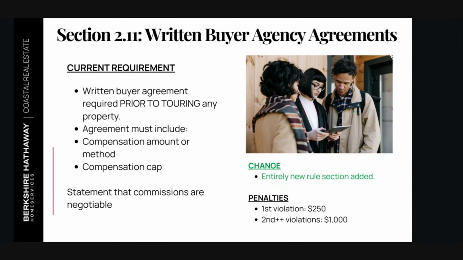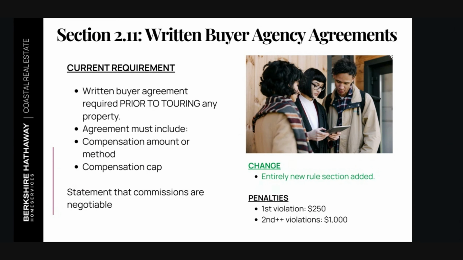Section 2.11, this is about written buyer agency agreements. This was discussed last year, but it's just getting written into the rules this year. But we know that this is how we have always done our business, and this is how it needs to be done now. But now these are the rules. So this is an entirely new section. It is one of the most important operational changes.